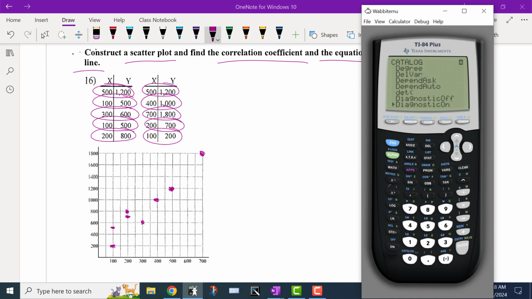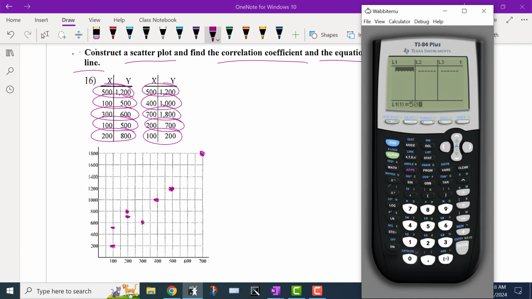So the first thing I do is I notice diagnostic on. I'm going to hit enter, and then I'm going to hit enter again, and we'll say done. So now the diagnostic is on. So now that you've done that, you're going to go ahead and hit your stat key. And after you're done hitting your stat key, you can go under edit and you're going to hit enter. Now if there is data in there, you can just hit delete a whole bunch of times and clear out the data. But now this first L1 is all my X values.